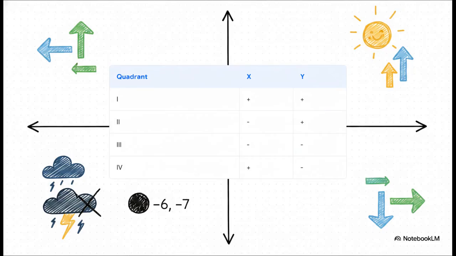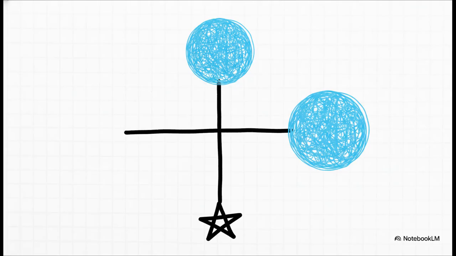Now, this table is your ultimate cheat sheet for figuring out exactly which quadrant a point lives in without having to draw a single graph. Quadrant 1, all positive. Quadrant 3, diagonally opposite, all negative. Quadrant 2 has a negative x and positive y, and quadrant 4 is positive x, negative y. So if a test question asks where -6, -7 lives, you know instantly, 2 negatives means it is parked squarely in quadrant 3.